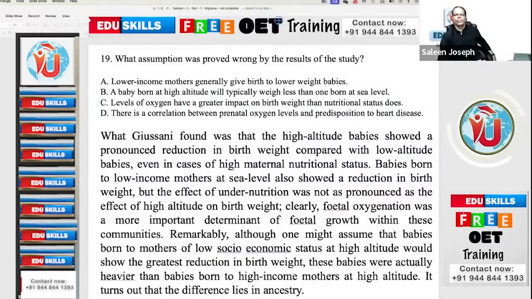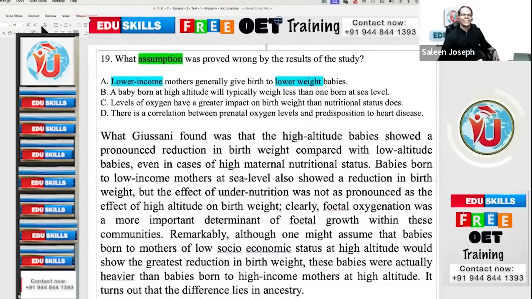Okay, 19. What assumption was proved wrong by the results of this study? Assumption. Some assumption was proved wrong by the study. Option A, lower income mothers generally give birth to lower weight babies. Just to remember: lower income, lower weight. Option B, a baby born at high altitude will typically weigh less than one born at sea level. High altitude, less weight.